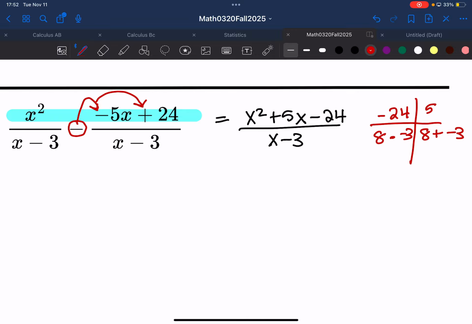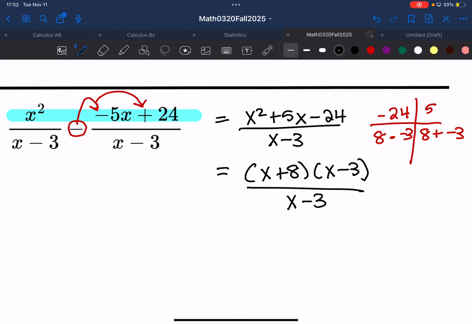So those numbers work. And then since our A value is 1, can I go straight to writing my factors? Yes. So I'm going to write x plus 8, and then what would be my next one? x minus 3. And then I bring my denominator back, x minus 3. Now that we factored the numerator, can I simplify this in any way? Yes, what can I do? Remove the x minus 3. Remove the x minus 3, which means my answer is x plus 8. Okay, and we would not have known that unless we factored the numerator first.